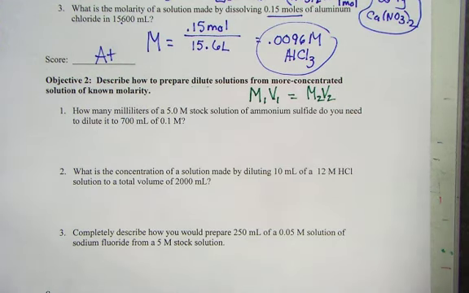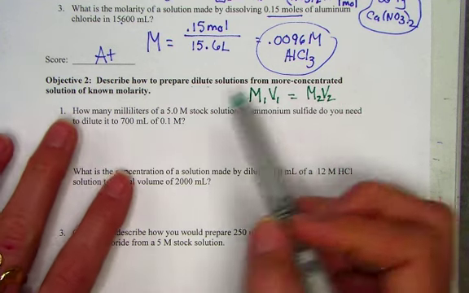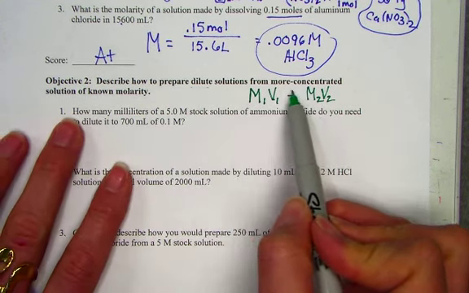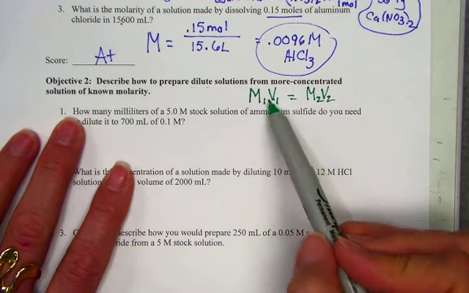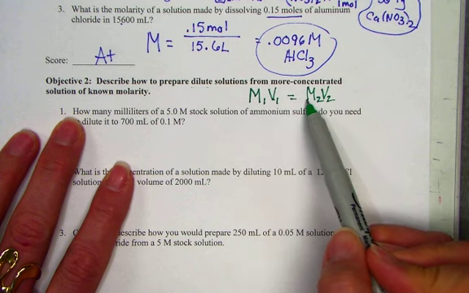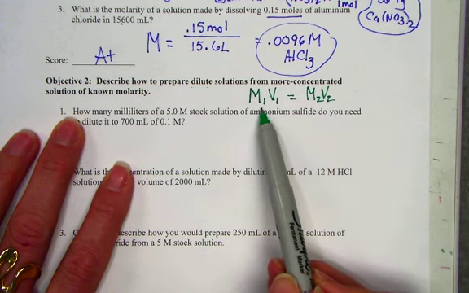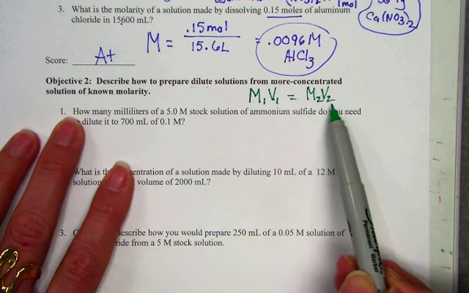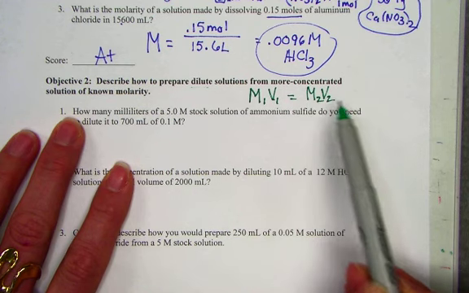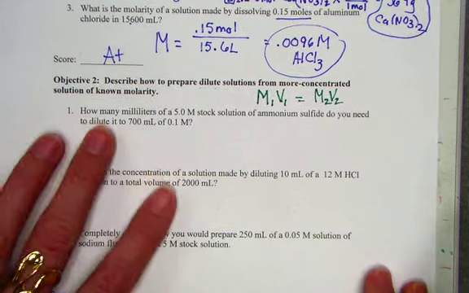Our second objective on our practice test A for acids and bases, we're being asked to describe how to prepare dilute solutions from more concentrated solutions of known molarity. The formula we use, M1V1 equals M2V2, the molarity and volume of the first solution equal the concentration and volume of the second solution. M1V1 equals M2V2 are our dilution concentrations.